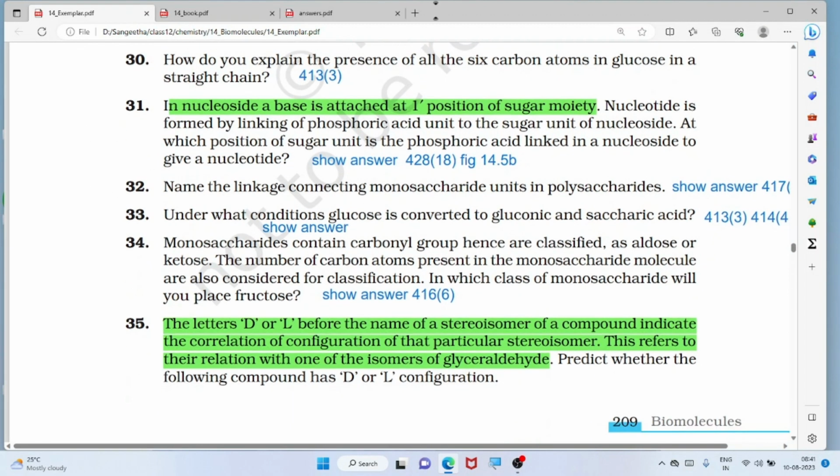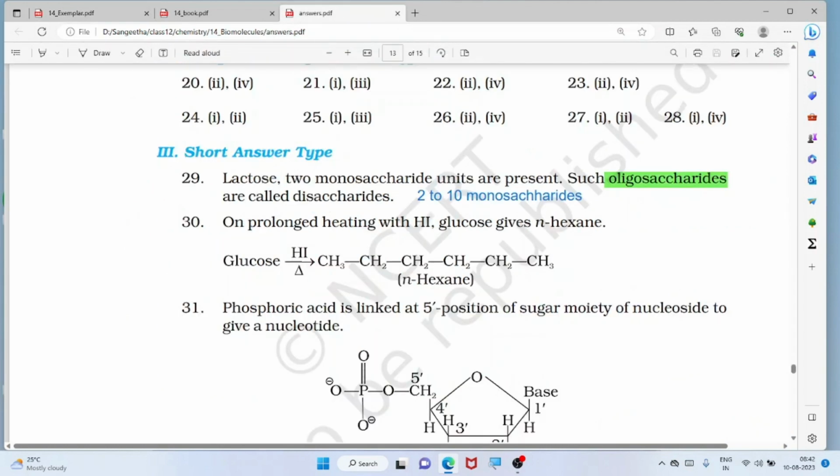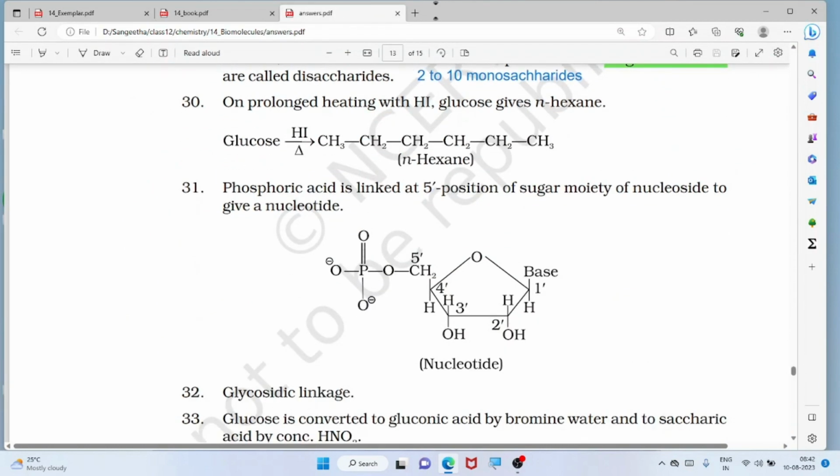In a nucleoside, a base is attached to the first position of the sugar. I already showed you in the notebook. A nucleotide is formed by linking phosphoric acid to the sugar of the nucleoside. At which position of the sugar unit is phosphoric acid linked in the nucleoside to get the nucleotide? This is question 18. Phosphoric acid is linked at position 5 of the sugar moiety of the nucleoside to get the nucleotide.